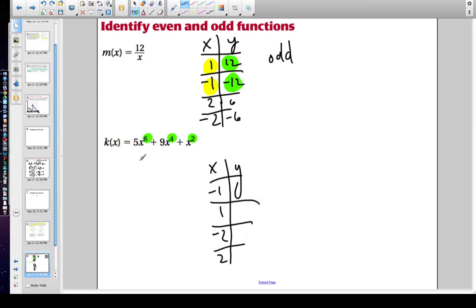-1 to the 6th power is 1, times 5 is 5. -1 to the 4th power is 1, times 9 is 9. And -1 squared is 1. So this is 15. 1 to the 6th power is 1, times 5 is 5. Right? You can see that this isn't going to change. 1 to the 4th power is 1, times 9. And 1 squared is 1, so it's 15. And the same is going to happen when I put in 2. 2 to the 6th power is 4, 8, 16.